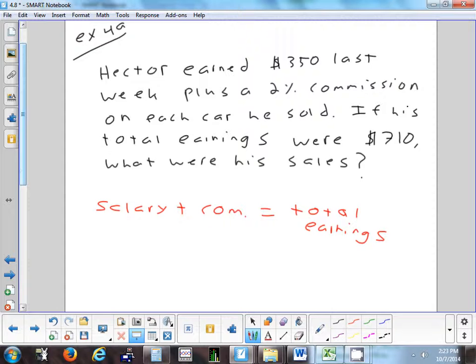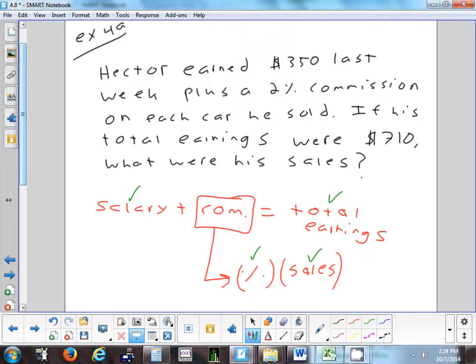Okay, I'm giving you these formulas to try to make it easier, so you don't have to try to think it through as much. You just have to use the formula. Okay, how do you find commission? It's your percent times what? What you sell, or your sales. So commission is the percent as a decimal times what you sell, your sales. Now there's 4 things here you need to fill in. You have salary, you have a percent, you have sales, and you have total earnings. Fill in whatever you know.